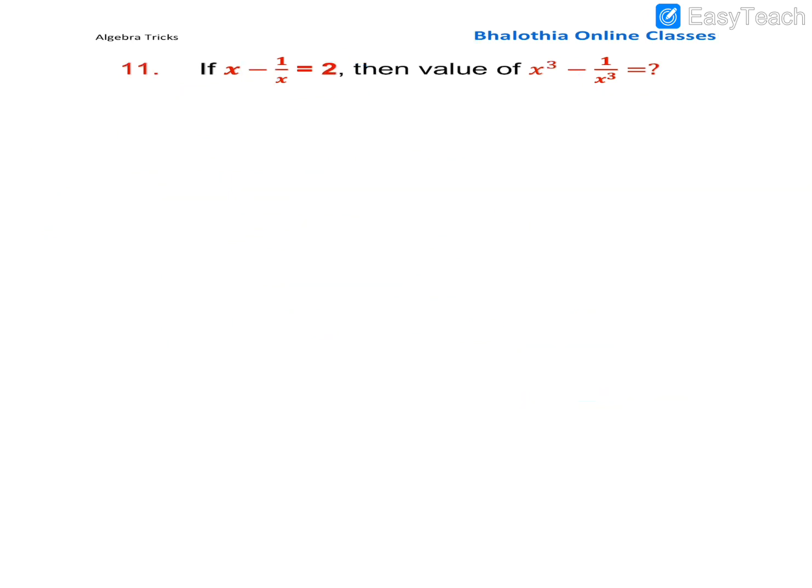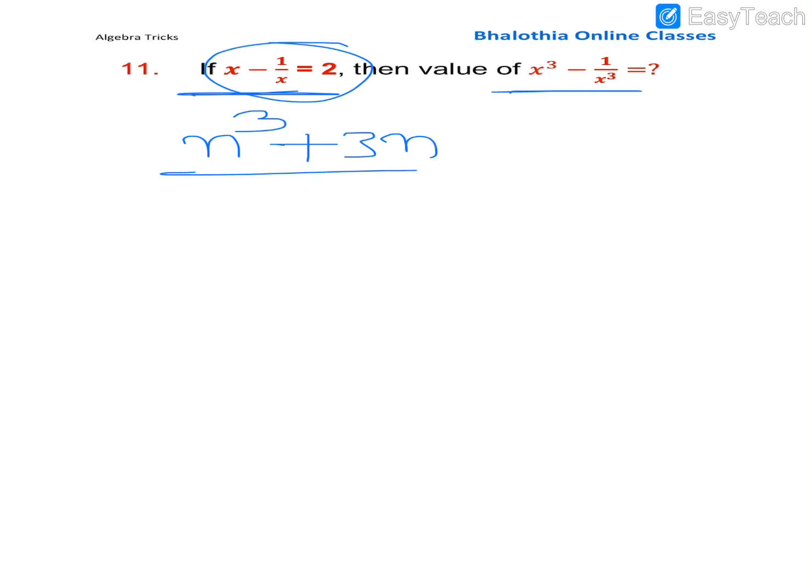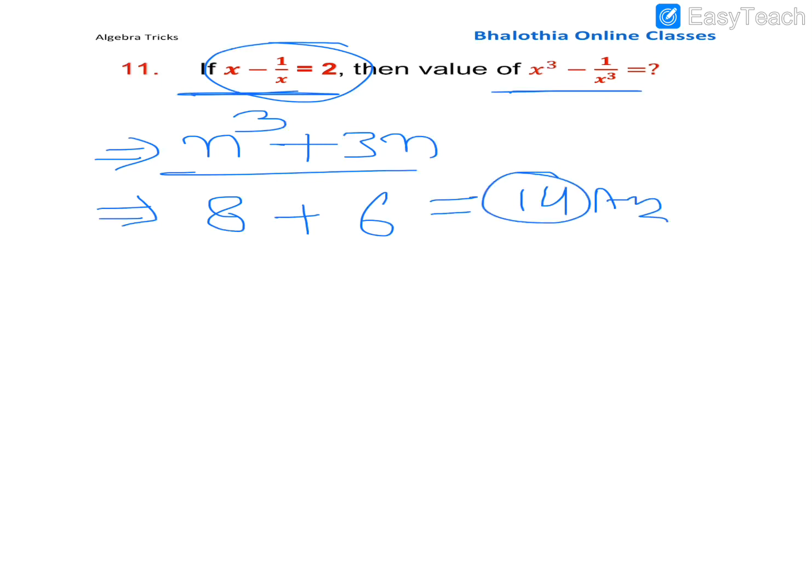Okay, let's move to the next question. Here minus 1 is given and minus cube is asked. So again we will solve in the same way. If minus is given, what will be the formula for x cube minus 1 upon x cube? That will be n cube plus 3n, because minus is given. So this is the formula for cube. What is the value of n? n value is 2. So 2 raised to the power 3 will become 8, plus 2 into 3, so that will become 6. So your answer will be 14. So 14 is your answer in this case.